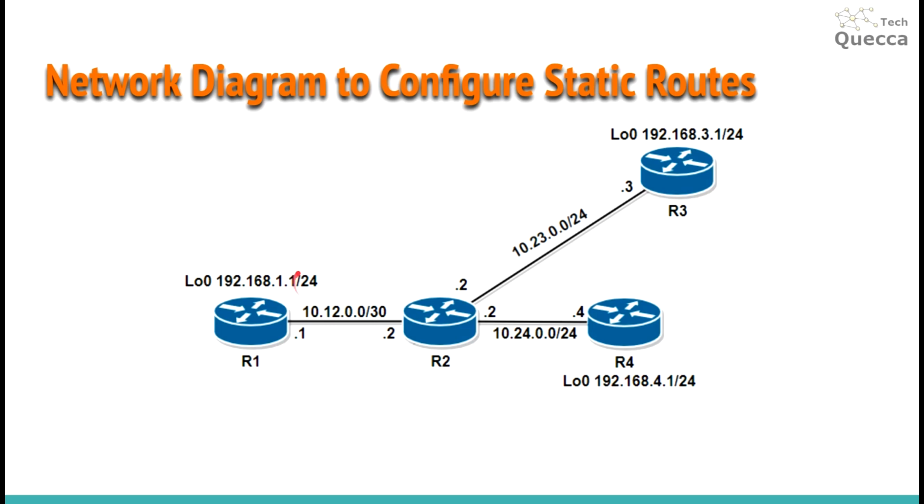The success of this task is going to be when I am able to ping this loopback from router R1, and, for example, these 2 loopbacks from R3, and these 2 loopbacks from R4. That means that the routes are configured correctly.